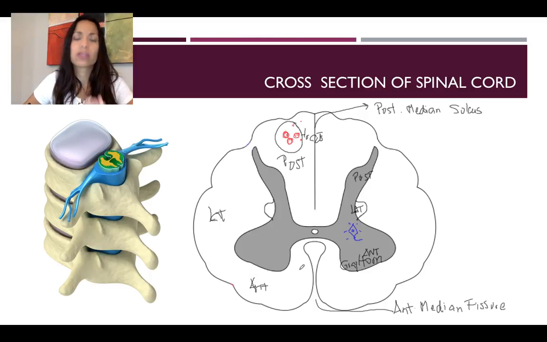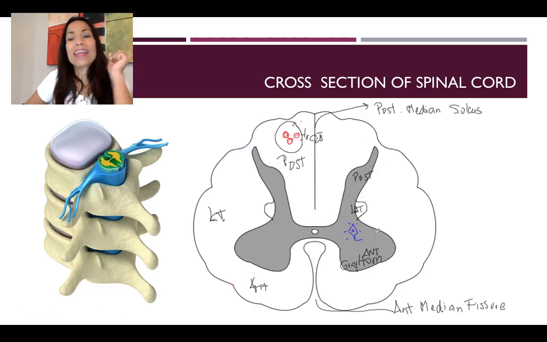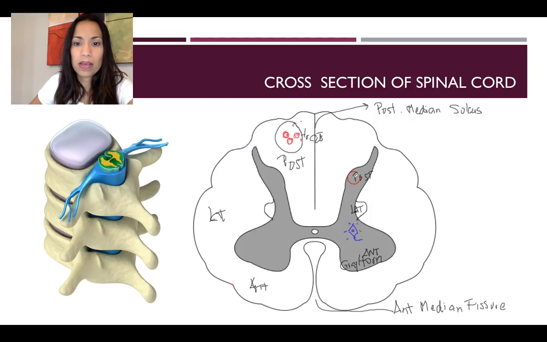Remember, still nervous system. Now let's describe the neurons that we're going to find in here. Let's use red. In the posterior gray horn, we are going to find interneurons of sensory, somatic, and visceral in several places. So these are sensory interneurons.